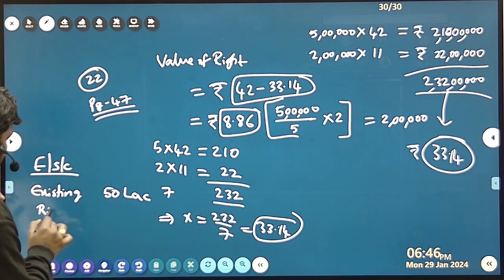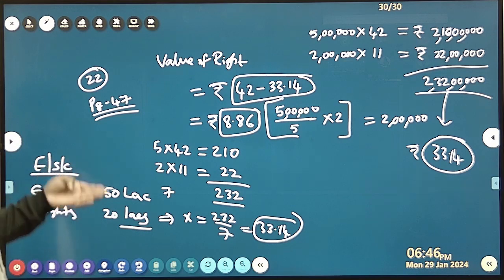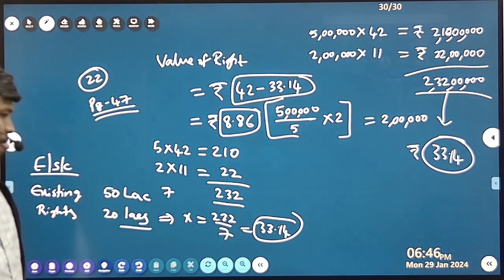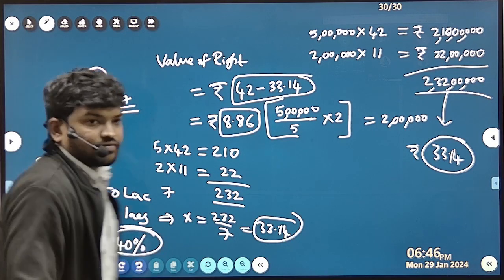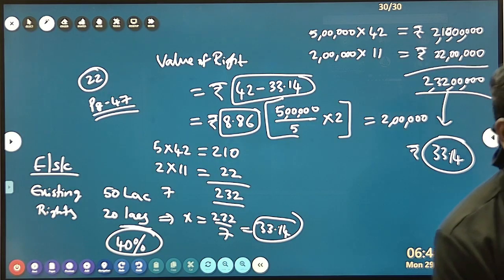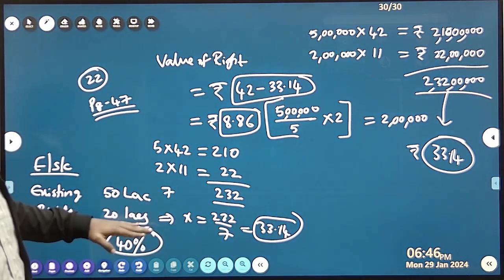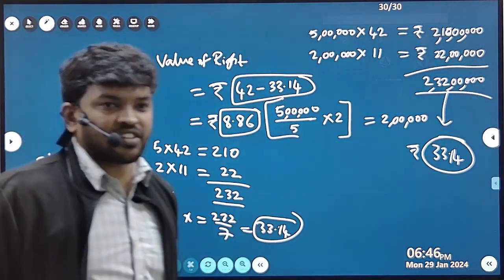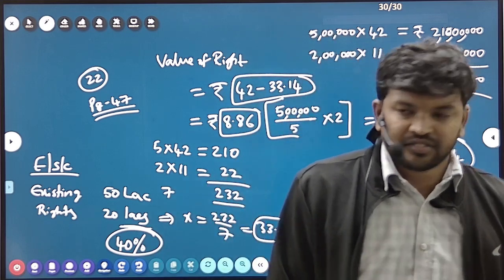What was the rights issue? 20 lakhs. Yes or no? 20 divided by 50 into 100. Take the percentage. How much? 40%. 40% is the answer. Percentage increase in share capital. Increase is due to rights issue. So rights issue is 20 lakhs. 20 lakhs as a percentage of existing share capital of 50 lakhs. So 20 lakhs divided by 50 lakhs into 100 is the percentage. Yes or no? Understanding? Clear with this sum?